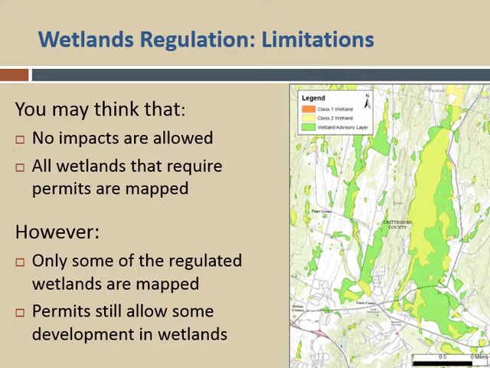wetlands that aren't on the Vermont Significant Wetlands Inventory may still be considered significant and subject to regulation under Vermont law. The Vermont wetland rules may also allow for development in Class 2 wetlands. And the picture here on the slide is a picture of the Vermont Significant Wetland Inventory map.